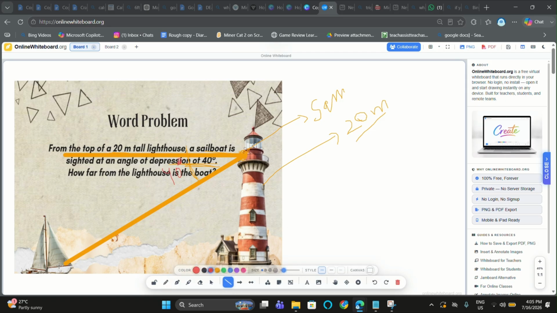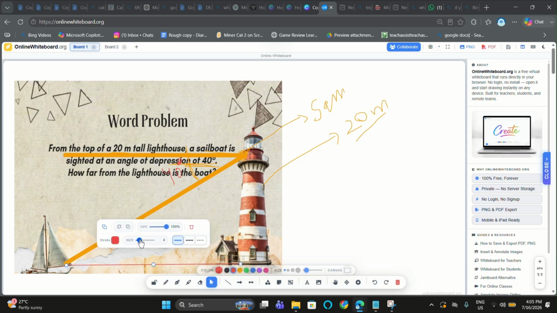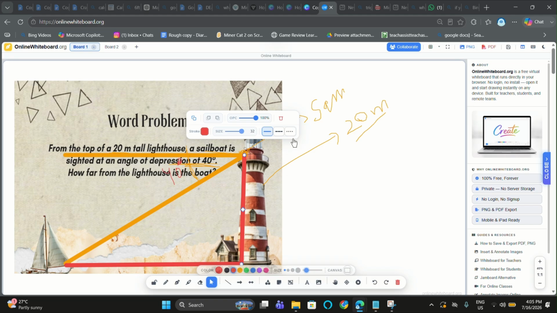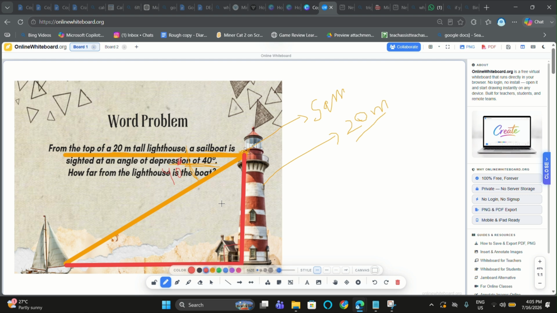And how far? So they're asking us about this, the distance between the boat and the lighthouse. Cool? So you know what this makes? This makes a triangle. Why? Because we know, let's say this is a triangle. This is a right angle triangle. Don't mind my drawing. This is right angled. Cool? When they usually say a building, you assume that it's a right angle, and in this question we know that this side is 20. Cool?